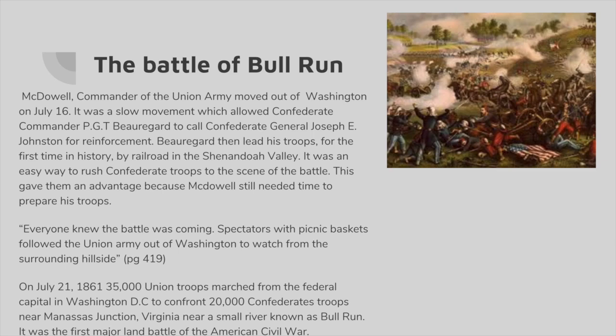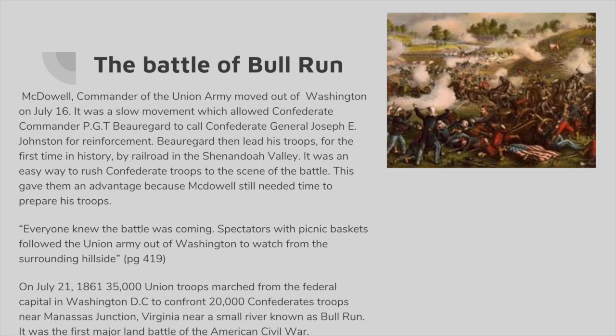It says McDowell, commander of the Union Army, moved out of Washington on July 16th. It was a slow movement, which allowed Confederate Commander P.G.T. Beauregard to call Confederate General Joseph E. Johnston for reinforcement. Beauregard then moved his troops for the very first time in history by railroad in Shenandoah Valley. It was an easy way to rush Confederate troops to the scene of the battle. This gave them an advantage because McDowell still needed time to prepare his troops.